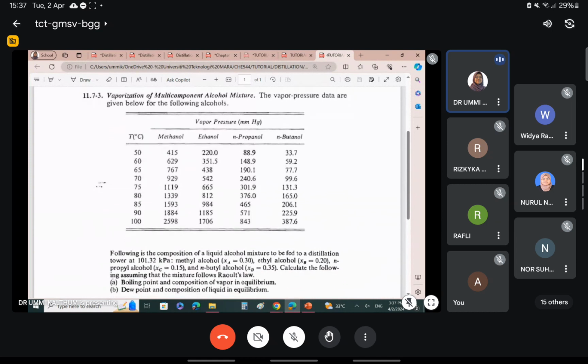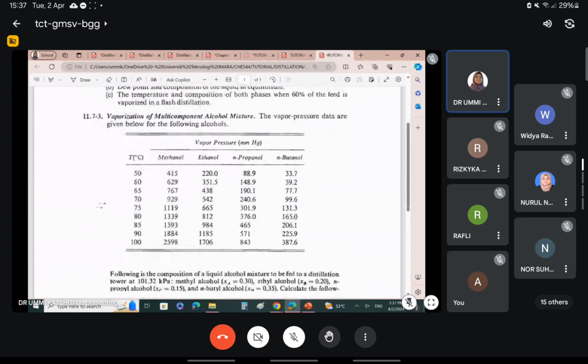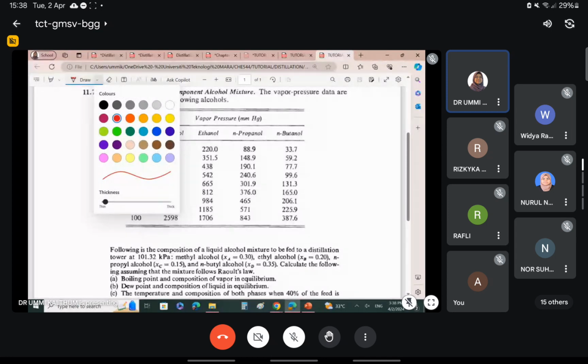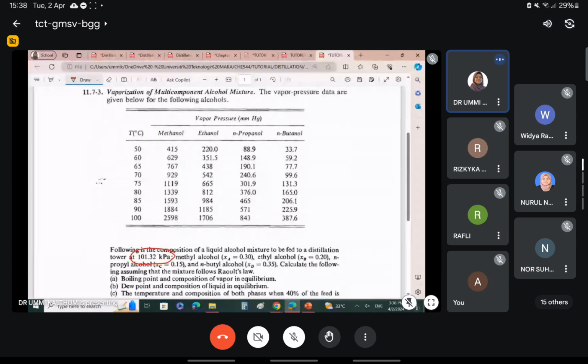So kat sini dia bagi vapor pressure and the total pressure is 101.32 kilopascal. Well, this is P, and this is Pi. So Ki sama dengan Pi over P. Okay. Boleh nak tanya tak?